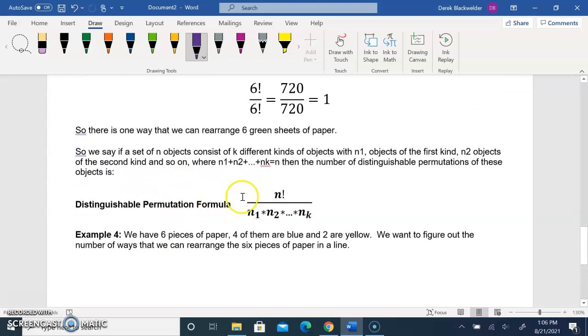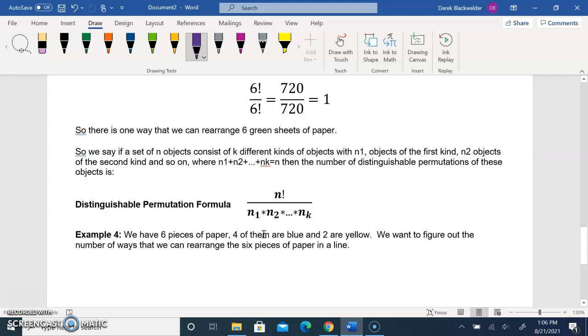So the way that we do this for the distinguishable permutation is you take the total number and then we do factorial. So however many things we have, factorial, divided by all of the individual things where if we rearrange them, we can't tell the difference. And so it'd be like n sub 1. So if I have 4 things or 3 things that were the same, all of those are going to be multiplied and then divided into the big number.